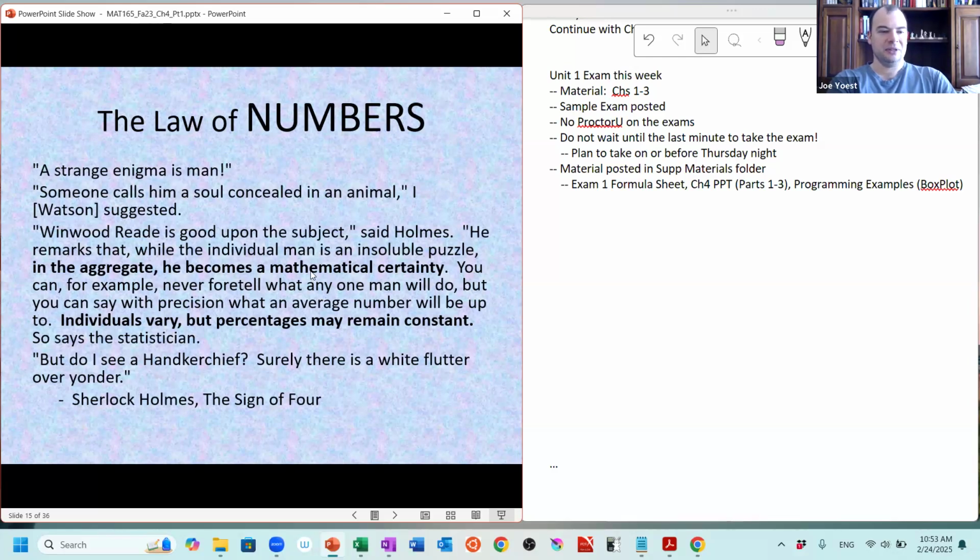They're just chatting about random stuff. And Holmes says, "In the aggregate, man is a mathematical certainty. Individuals vary, but percentages may remain constant." It's really hard to predict maybe what one person is going to do one time, but you can probably predict on average what 1,000 people are going to do most of the time.